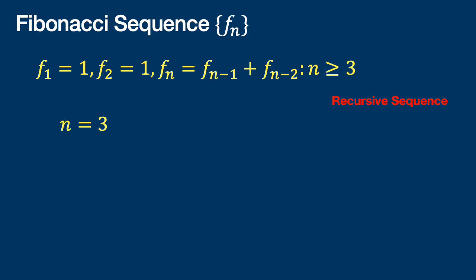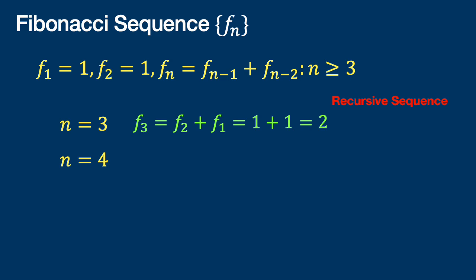N equals 3. You plug in the N here. N is 3. N minus 1 is 2. N minus 2 is 1. So F3 is going to be F2 plus F1. F2 is 1, F1 is 1, 1 plus 1 is 2. F3 is the sum of F2 plus F1.